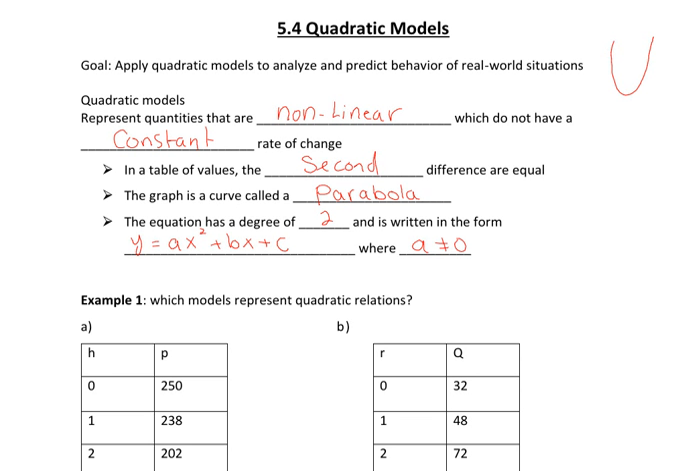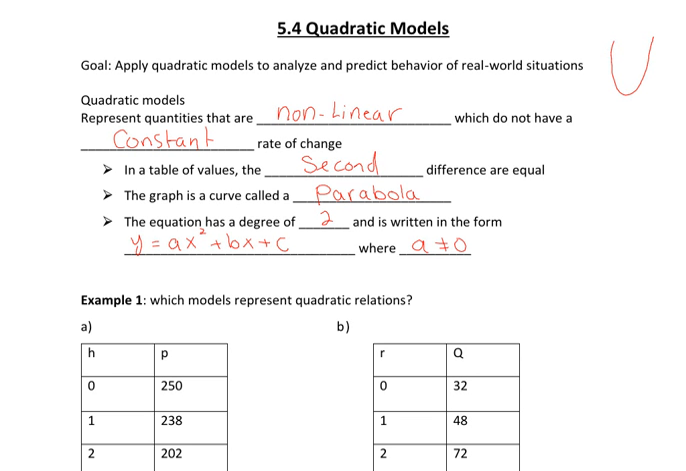Okay, so we looked at the three different things: the table, the graph, and the equation. In the table, the second difference will be constant if it's quadratic. The graph will have a parabola shape, and the equation is going to have a degree of 2. Are we okay with this?